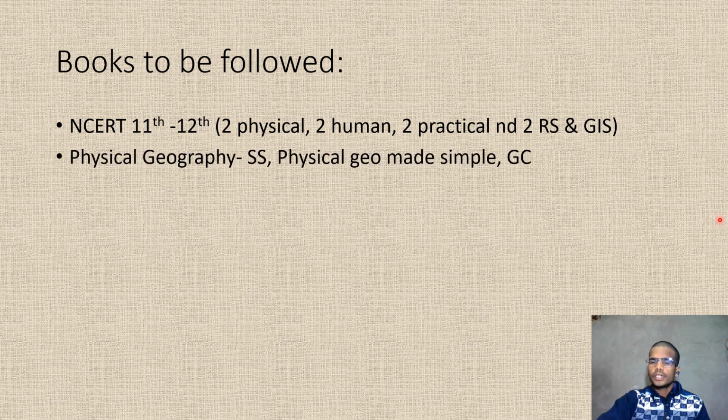For physical geography, you can go to Savinder Singh. That would be your primary book. Then you can refer to Physical Geography Made Simple of Rupa Publication and GC Leong. You can go to these books as well, but you will have to acquire all your knowledge from Savinder Singh, because it is a factual book and it will give you extensive knowledge of all the questions that can be asked from physical geography.